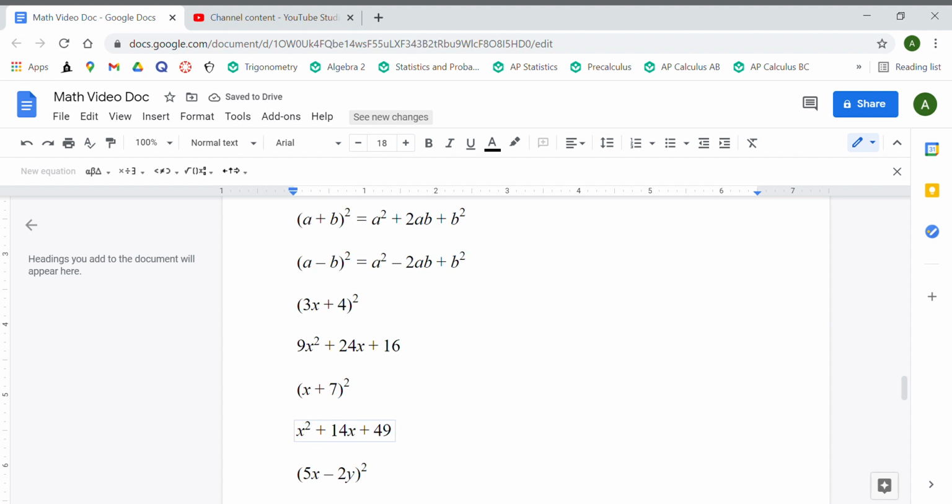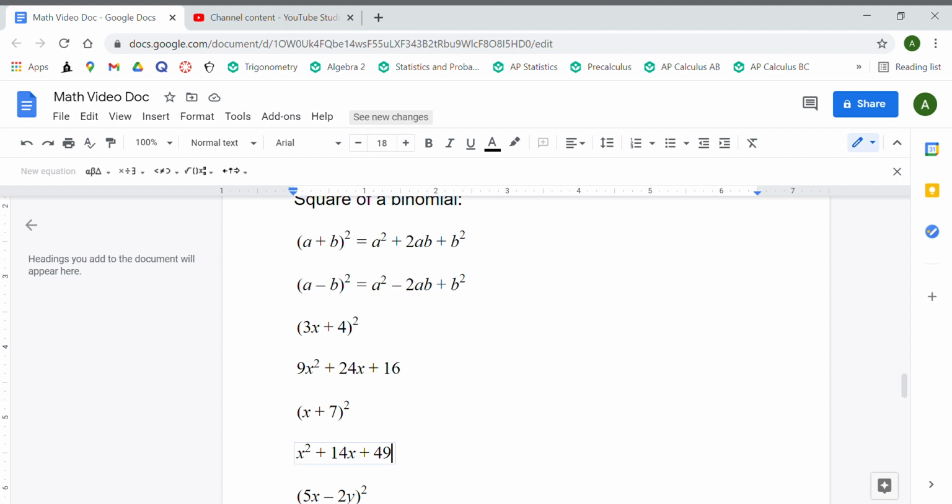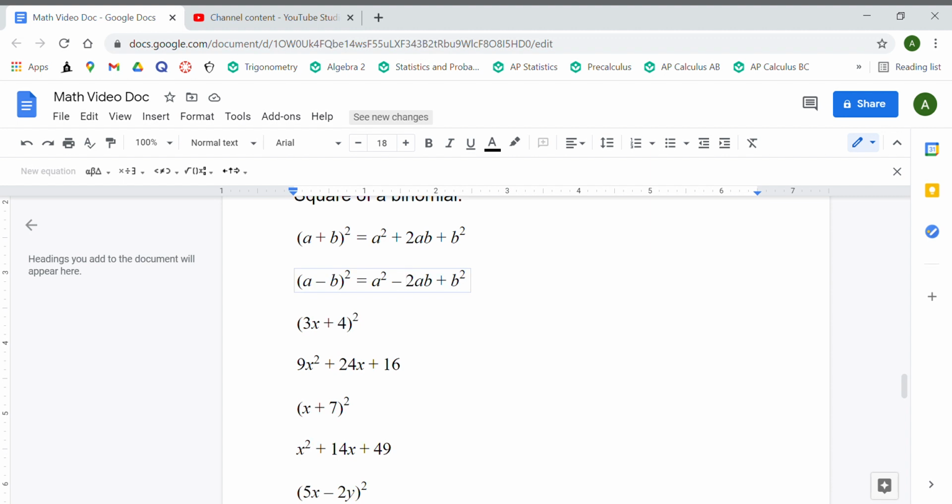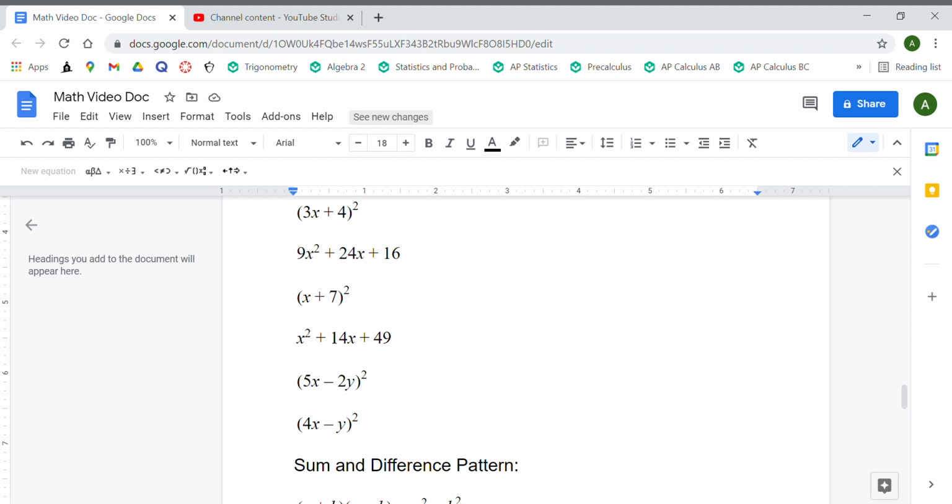Alright. Now watch out for the signs. There are 2 different patterns that we use here. We did the a plus b squared. Now it's the a minus b squared. The way it's different is this sign right here. It's negative, not positive.